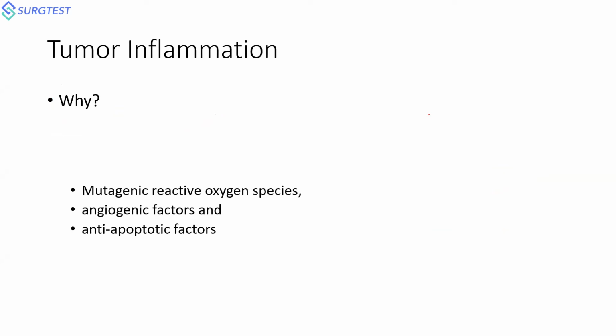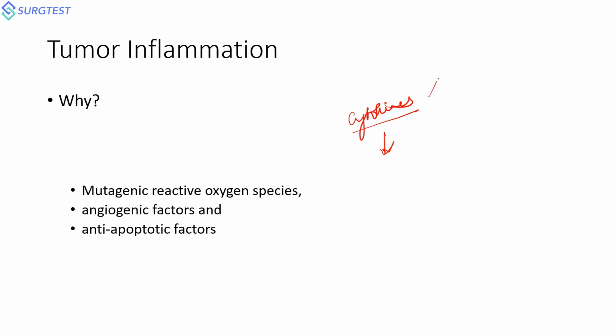Coming to tumor inflammation, we've talked about tumor immunity and tumor inflammation. Both go hand in hand and parallel. What happens? Your tumor cells will secrete certain cytokines. Those cytokines will be identified by the body as inflammatory mediators, and there will be local milieu changes. Those milieu changes will enable the cells to multiply and divide very easily.